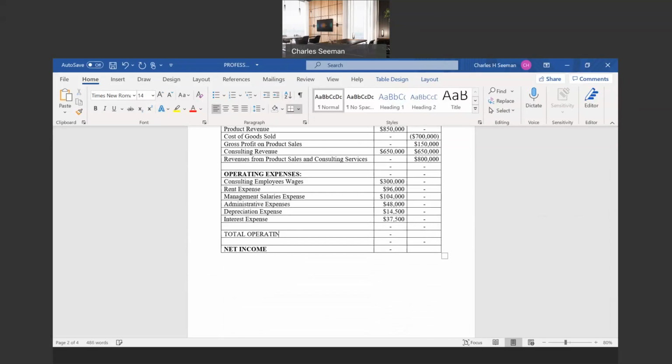I put it in capital letters. Well, the key here is you have to have a heading that says operating expenses, and you have to have a total.